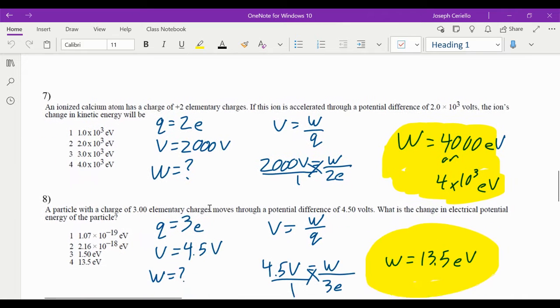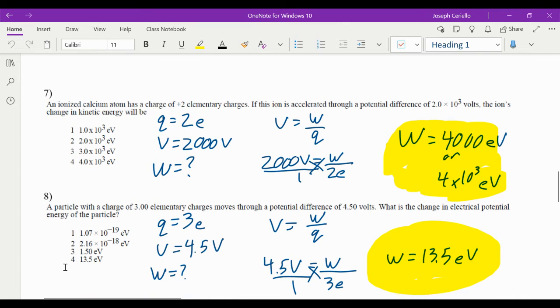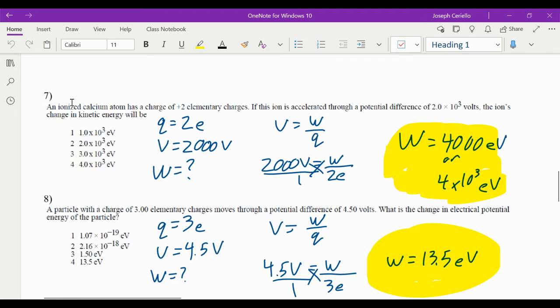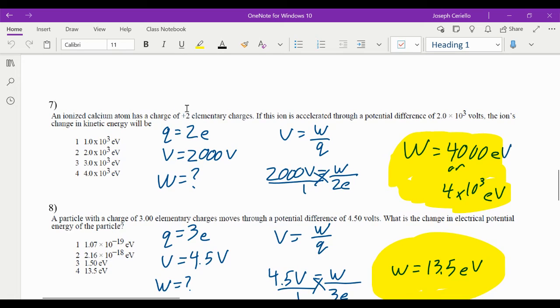Now let's work through a couple of these. Notice how the answer choices to 7 and 8 are in electron volts, so I would deal with the electron volt method. So an ionized calcium atom has a charge of plus 2 elementary charges, so I would say Q is equal to 2E. You could write 3.2 times 10 to the negative 19 coulombs, but trust me, this way is easier, especially since your answer choices are in electron volts. If you wrote Q as 3.2 times 10 to the negative 19 coulombs, you would have to then convert it to electron volts, just an extra step you don't want to do.